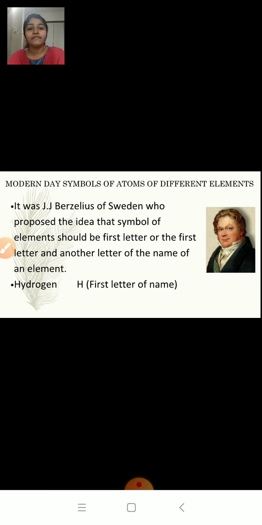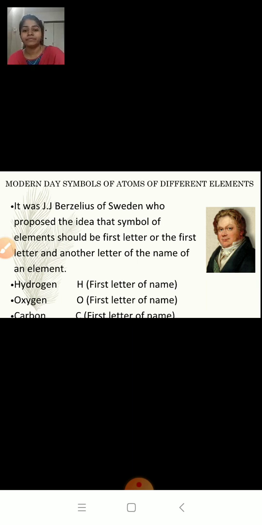Hydrogen. The symbol for hydrogen is H. So over here they have used the first letter of the name. Now remember, when you are writing this symbol, the first letter is always capital. Next, oxygen. The symbol is O. So again, it is taken from the first letter of the name. Carbon. Symbol is C. It is taken from the first letter of the name.